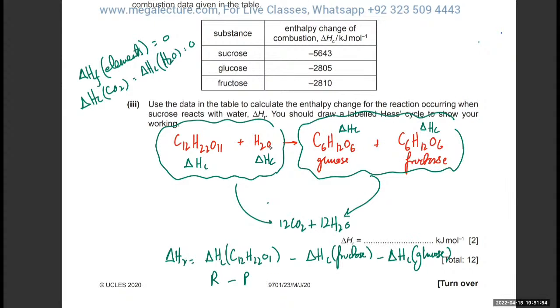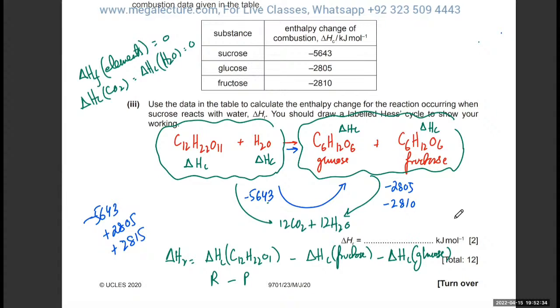This value is minus 5643. While this one over here is minus 2805, plus it's minus 2810. So one path is equal to the other path. So that's my one path. That's the enthalpy change I'm looking for. And this is my other path. So these values need to change the sign. So it's going to be minus 5643. And the other ones would become plus 2805 and plus 2815.